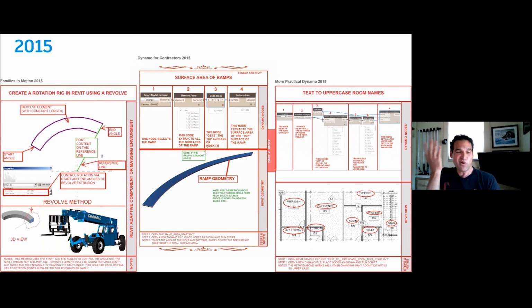Pretty easy. And why would you even do that? Because you can't replicate sides and bottom surfaces out of a schedule in Revit. So Dynamo can help you extend the functionality.